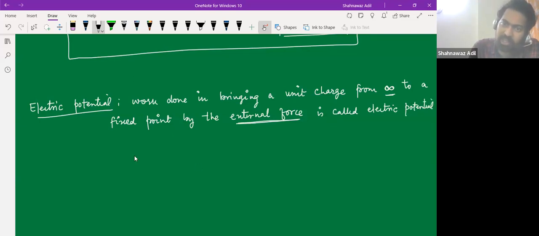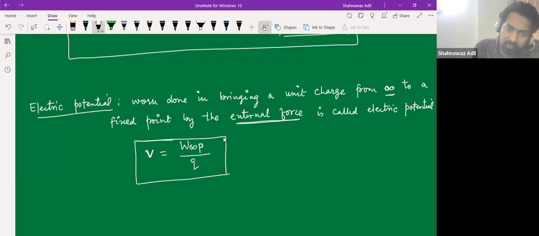And mathematically, how do we represent that? So electric potential V is related to the work done in bringing a unit charge from infinity to, let's say, a fixed point P. So this is electric potential. Is this clear, guys? Yes, sir. And remember, this is the external work done, so work done by external force.